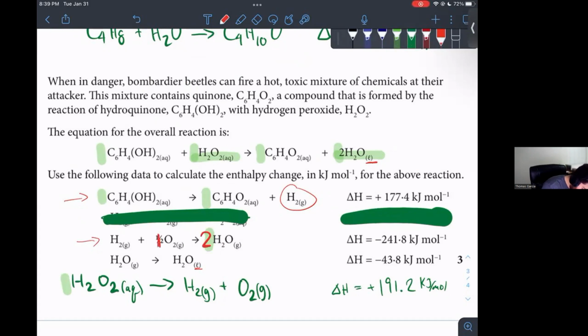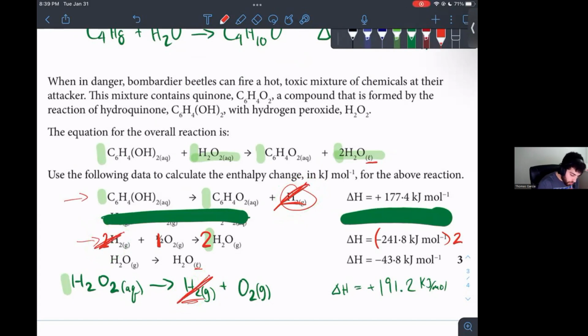This is going to cross out and just become a 1. This is going to become a 2. And we're going to multiply this amount by 2. So our new formula can start to cancel out. Let's go ahead and do it. Let's start off with H2. We have 1 H2 on the right, 2 H2 on the right. So this one and this one are going to cancel out with this one. So I'll go ahead and cancel these.